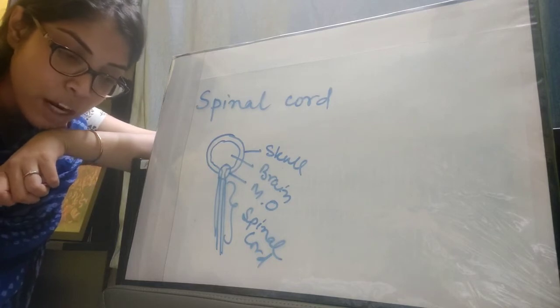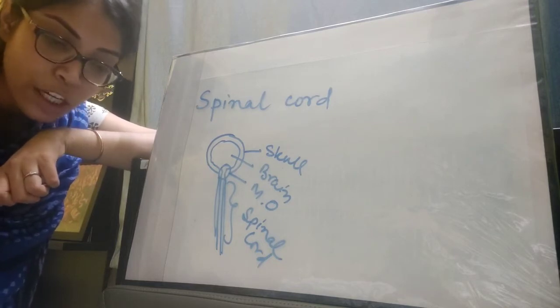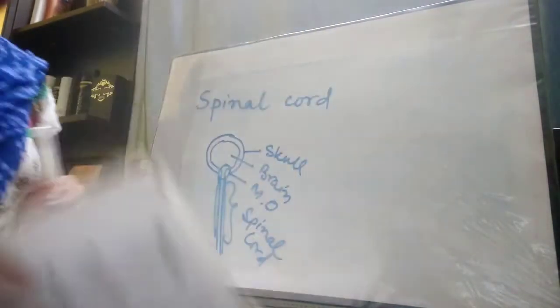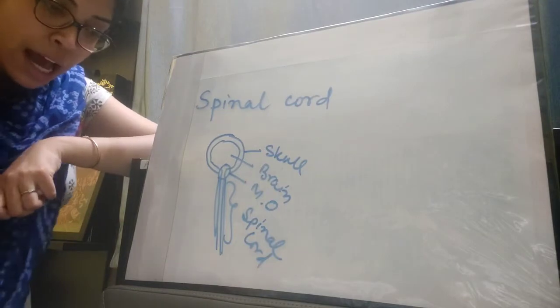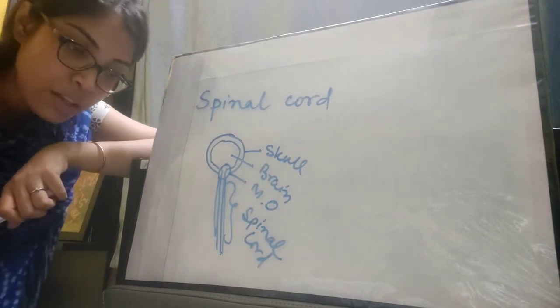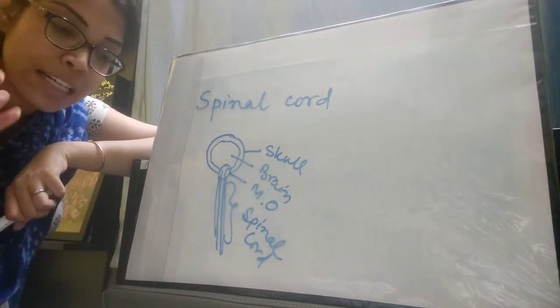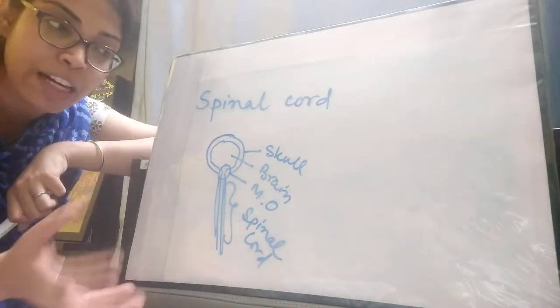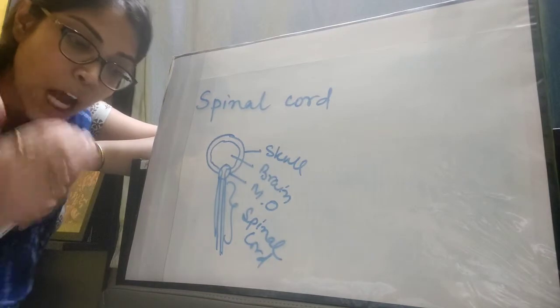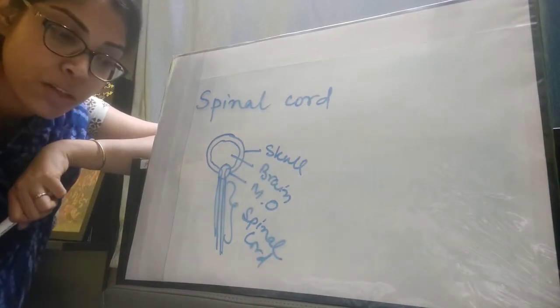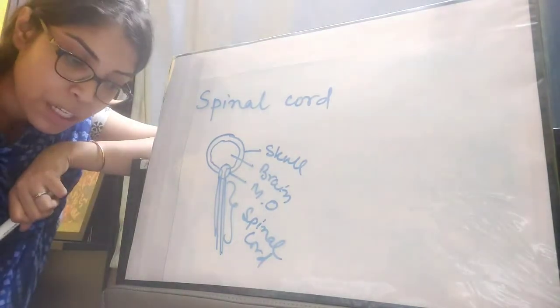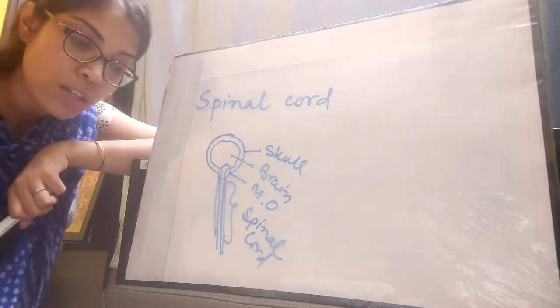The central canal is surrounded by an H-shaped area called the grey matter. In this picture you can see the grey matter, right? This dark colored area is the grey matter, and it consists of the cell bodies of neurons. So all the neurons' cell bodies are located within the grey matter, which is the inside portion, and the outer portion is the white matter, which consists of the nerve fibers. Clear?